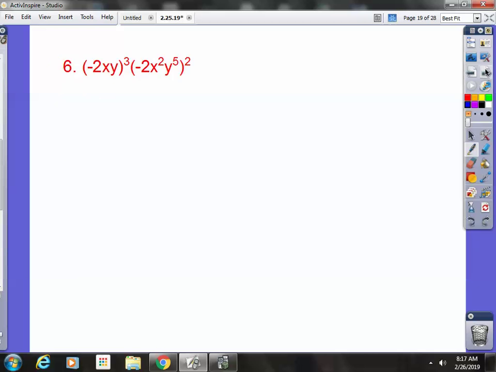How about this one? Negative 2 in parentheses, negative 2xy, close parentheses, cubed. In the second parenthesis, I have negative 2 squared, negative 2x squared, y to the fifth, all squared.